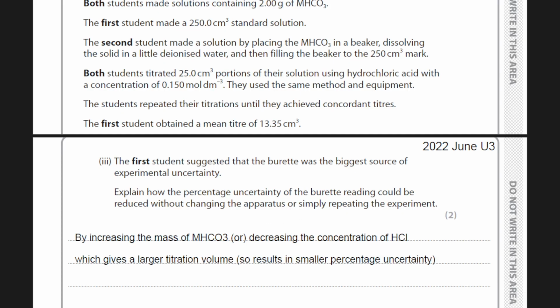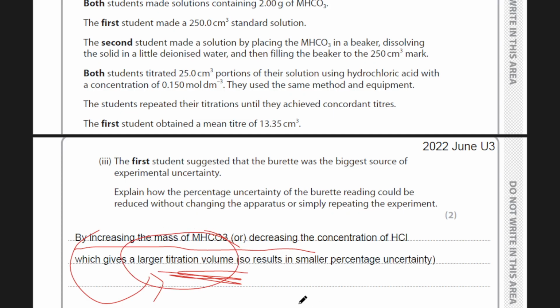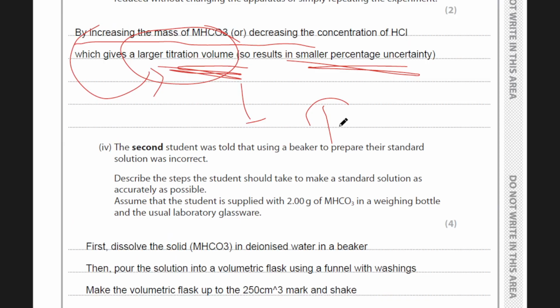Now, again, the same thing, we can just increase the mass of the metal hydrogen carbonate used, or we can simply decrease the concentration of hydrochloric acid. The whole point here of increasing or decreasing the concentration is that both are going to increase the titration volume. So increasing the measured titration volume is going to reduce the percentage uncertainty because they are inversely proportional to each other. So that is why it's important.